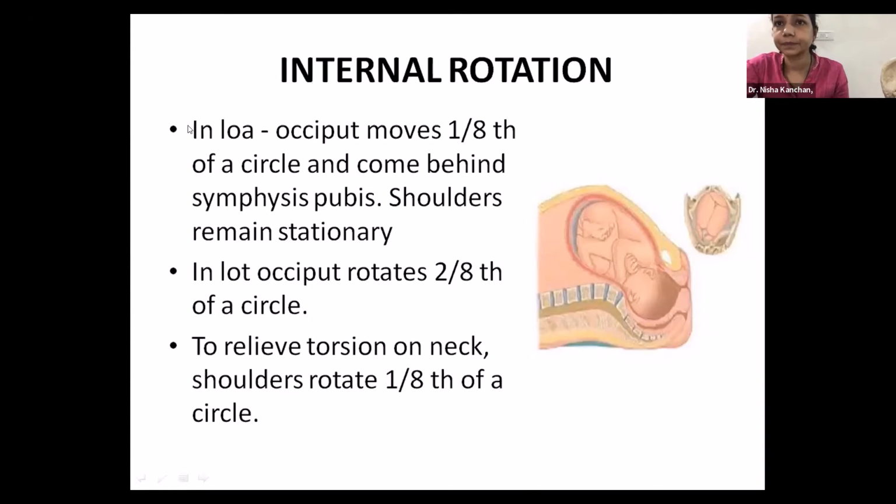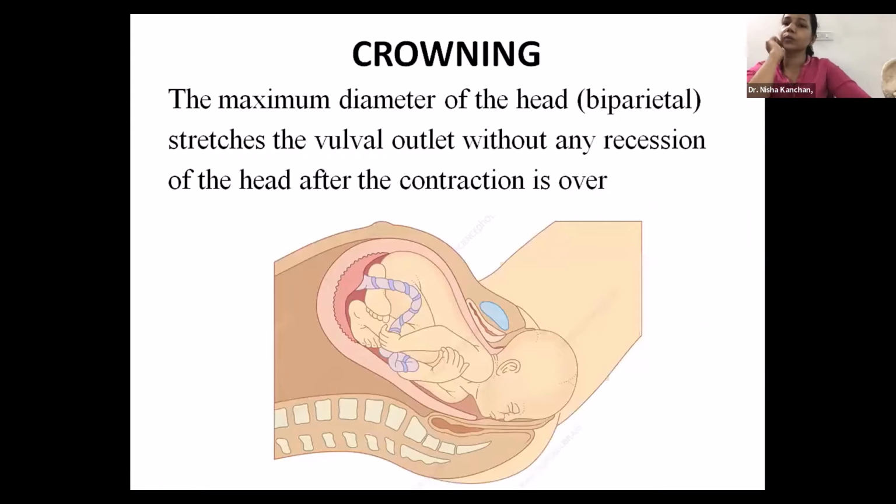Next slide, please. So, crowning. This movement, as you can see, is when the largest diameter of the head stretches the vulval outlet. It has come outside the pelvis up to the vulva, and the head is stretching the vulval outlet. When the contraction comes, it pushes the head out. And sometimes after the contraction passes off, the head goes back in like a turtle. This keeps happening for about 2 to 3 contractions. But at one point, even after the contraction passes off, the baby's head remains stuck here at the vulval outlet.